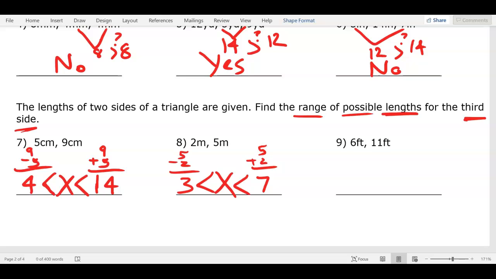Last one we'll do really quick. X is in the middle, less than, less than. 11 minus 6 over here is 5. 11 plus 6 over here, 17. That's it. And you don't even need to write it out, you can just do it mentally if you want, okay?